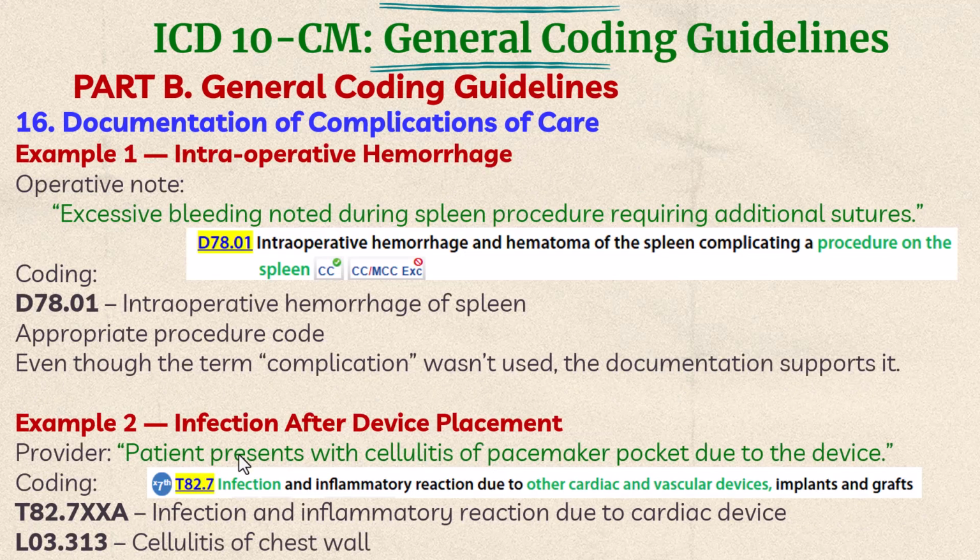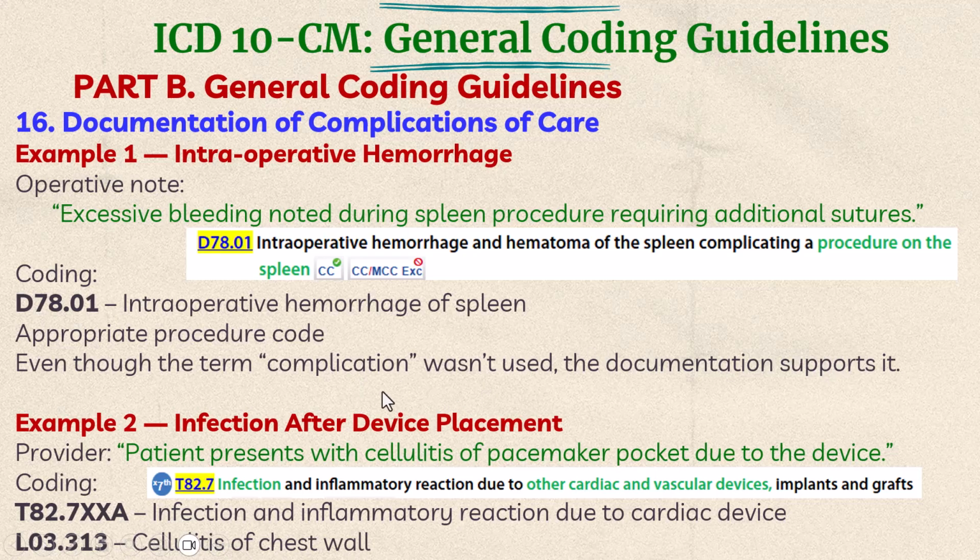So let's see some examples. Example number one, intraoperative hemorrhage. The operative note says excessive bleeding noted during spleen procedure requiring additional sutures. So in that case, you can use the code D78.01, that is intraoperative hemorrhage of spleen, and the appropriate procedure code. Even though the term complication wasn't used, the documentation supports it.